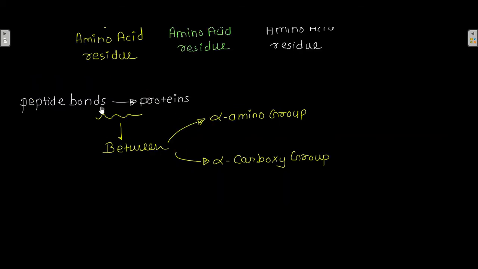Now, the peptide bonds in proteins are formed between the alpha amino group and the alpha carboxyl group. That is how one amino acid is linked to the other amino acid, and at last there is formation of proteins.